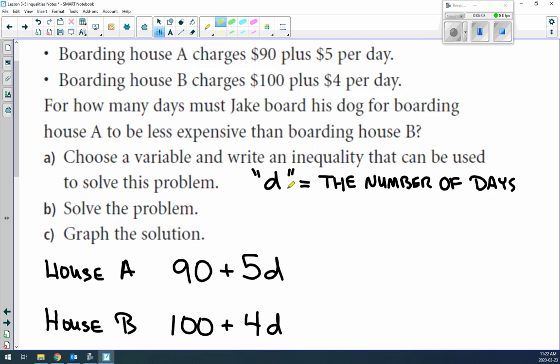Okay, so choose a variable, D, the number of days. You can pick whatever you want. You can pick N for the number of days. So house A is $90 plus 5D. So for instance, if it was 1 day, 5 times 1, right? 5 plus 90, $95, right? House B, 4 times 1, $4 plus 100, $104. You see right away house A is cheaper for like 1 day.